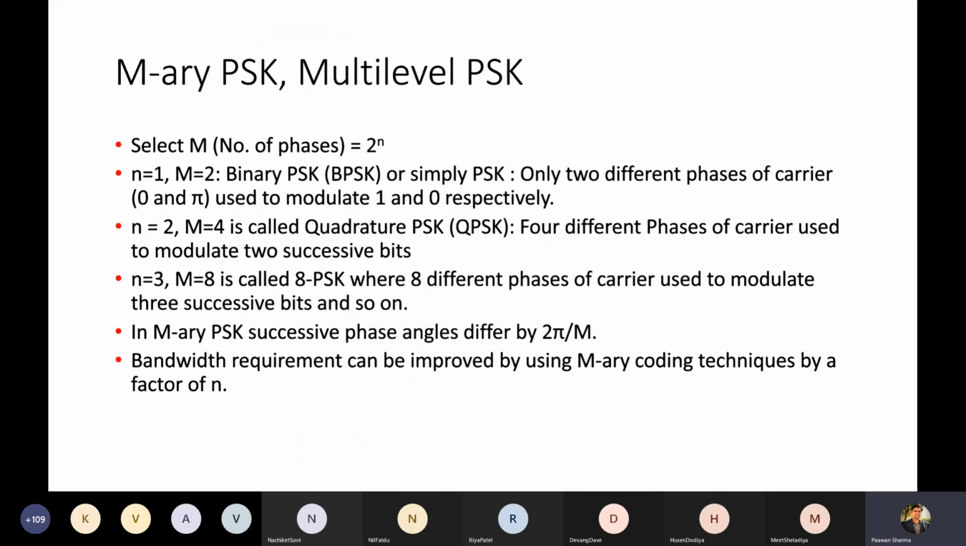We have seen M-ary PSK or multi-level PSK. We select the number of phases as 2 to the power n, where n is the number of bits we are considering. So if n was 1, it was BPSK. If n was 2, it was QPSK. If you select n equal to 3, how many phasors will you have? You will have 8 phases, and we call it 8 PSK. So in 8 PSK, we are grouping 3 bits.